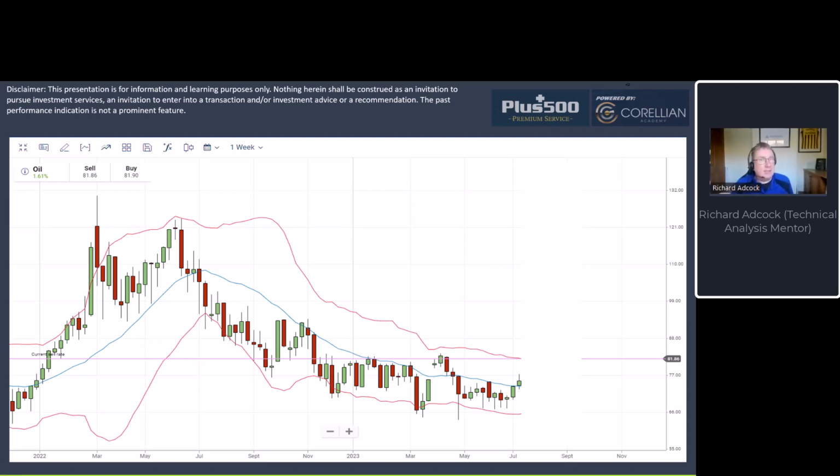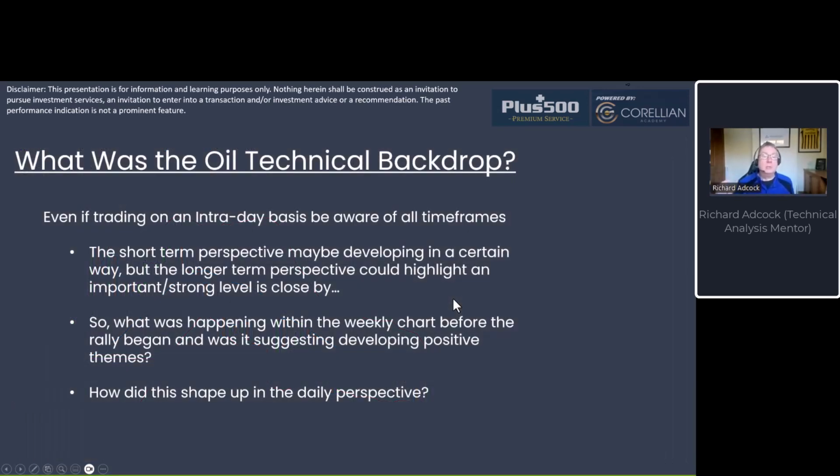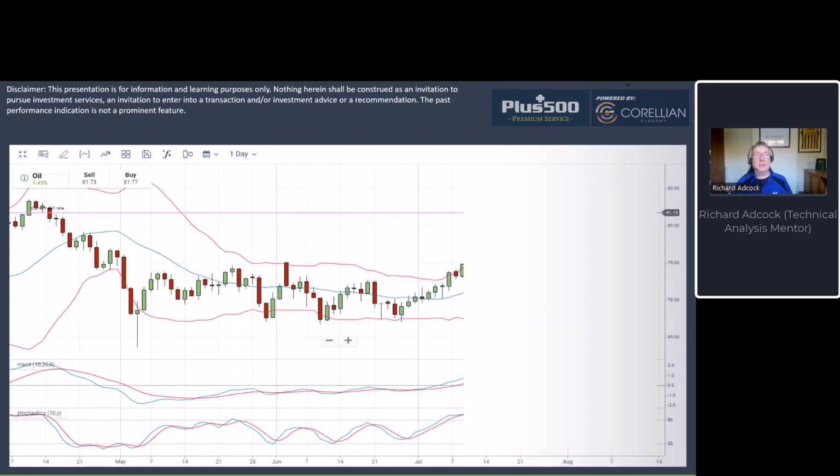Having established more positive themes emerging from the longer-term outlook, I'd then turn to the daily view and see whether we're starting to see these positive themes developing in the same way from a daily perspective, and how we can actually apply that within a short-term trading perspective.